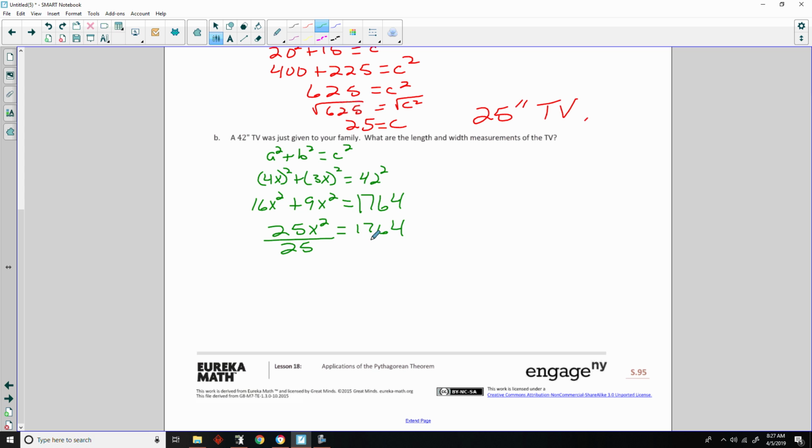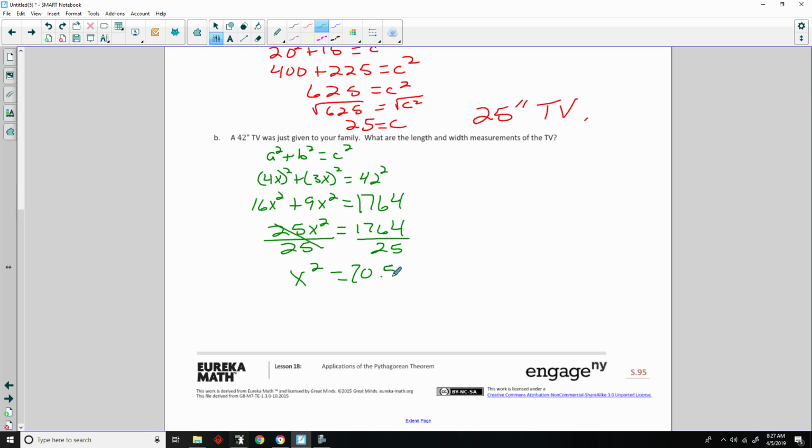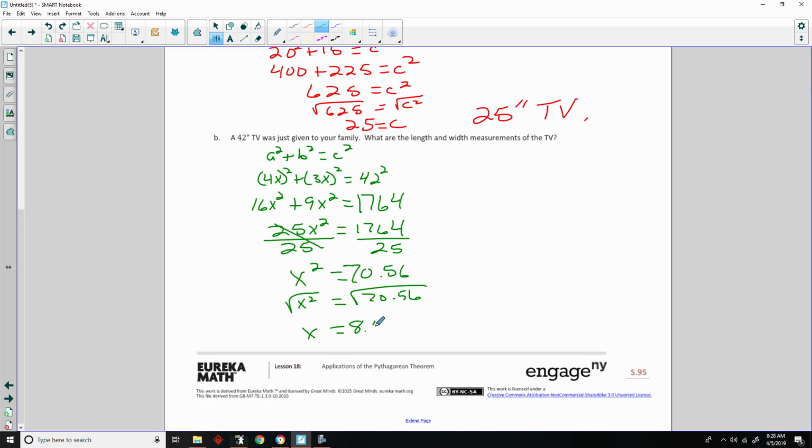Divide by 25. 25's cancel, and I get x squared equals, I'm going to divide this by 25, and I get 70.56. Okay, take the square root of x squared, I take the square root of 70.56, and I get x equals, so if I do square root of my answer, there's a quick shortcut if you didn't know that, is 8.4. So x equals 8.4.